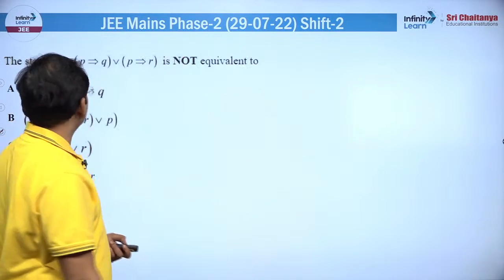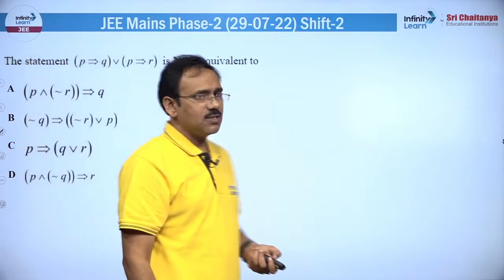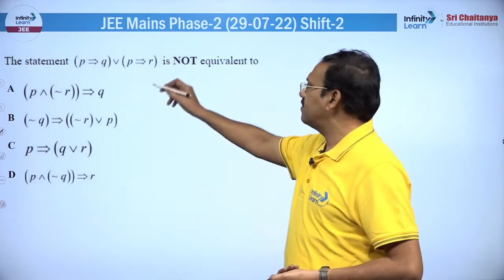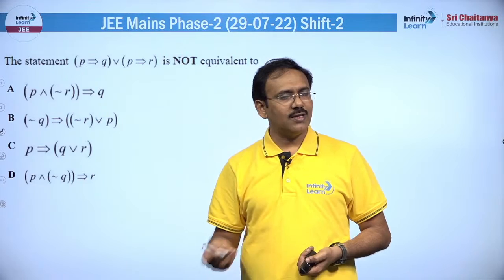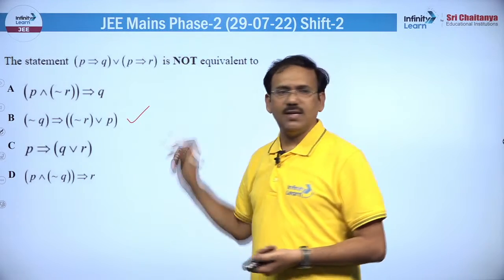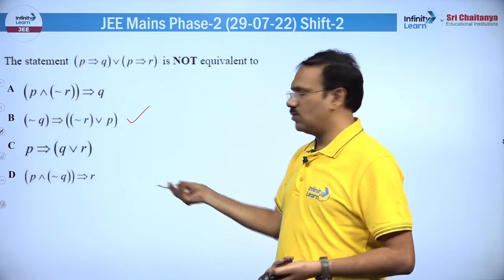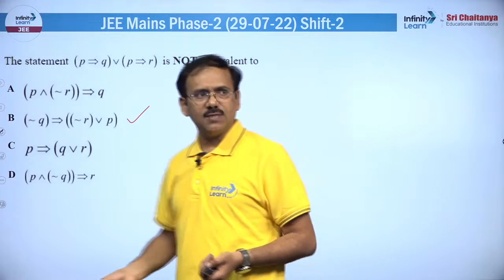Next, my dear friends, a statement which is not equivalent to, or simply write the truth tables and try to identify, you are going to get the answer to be option B, that is it. So, simple, you write the truth tables, nothing special in this problem.